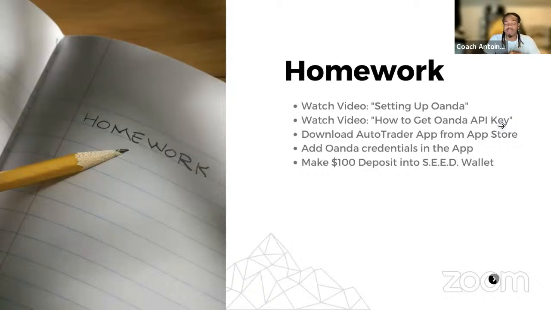Some homework I want you to do: 1, watch the video called Setting Up Oanda. 2, watch the video called How to Get Oanda API Key. 3, download the AutoTrader app from the App Store. 4, add Oanda credentials into the app. So the API key and token, you want to add that into AutoTrader. And then the $100 deposit into the seed wallet is no longer the case. It's now $200 for your seed deposit.